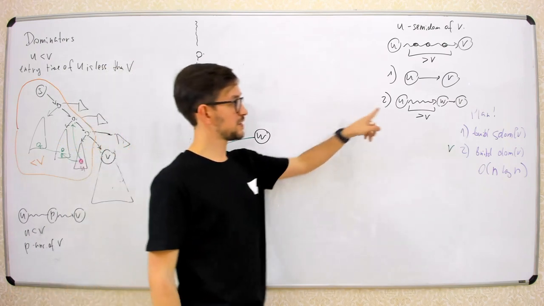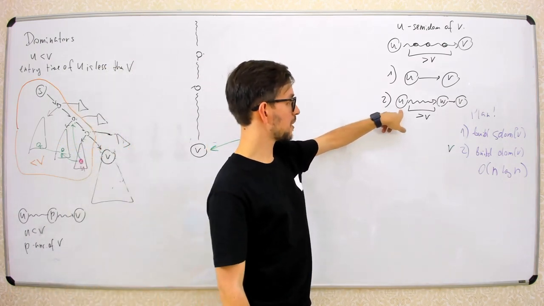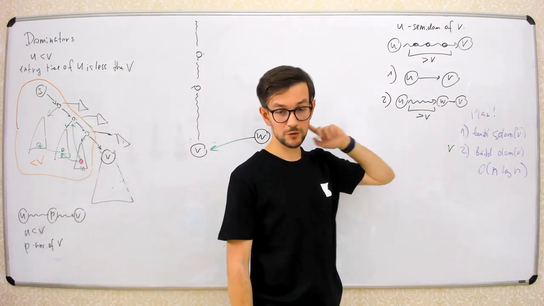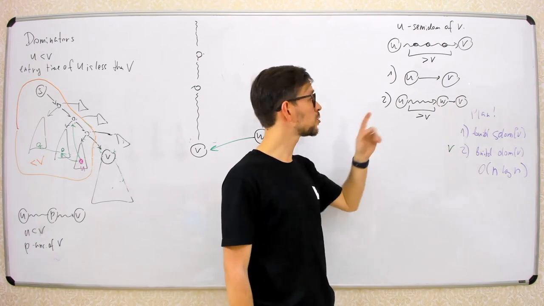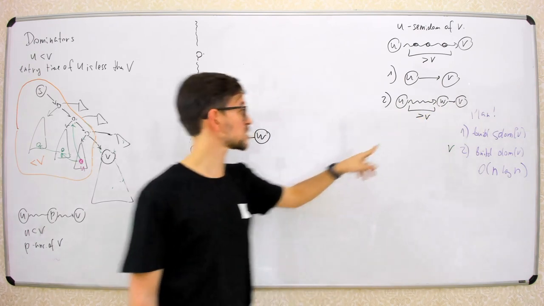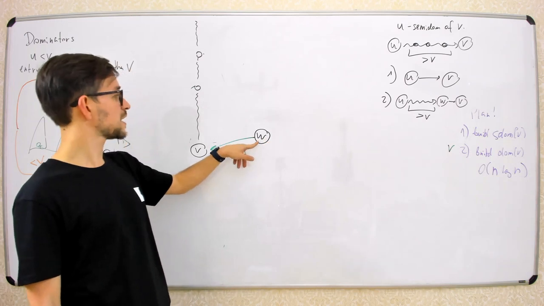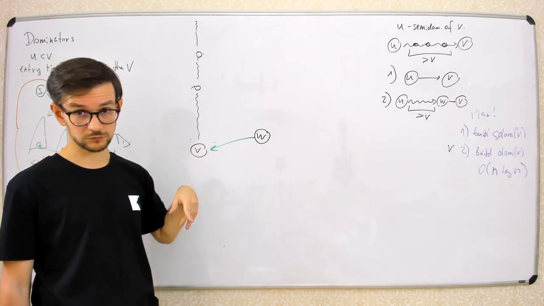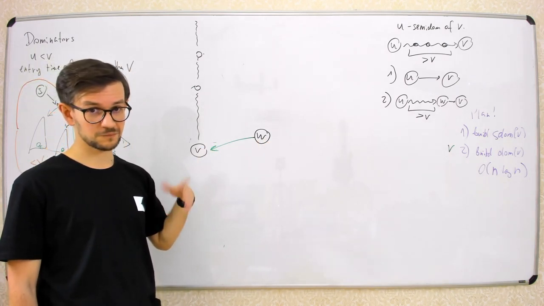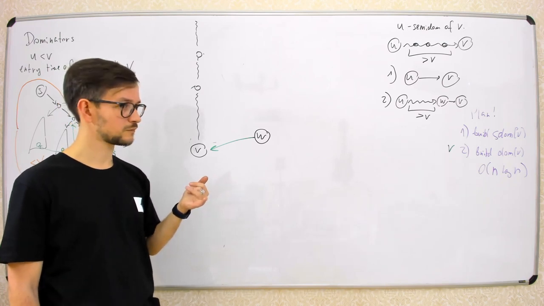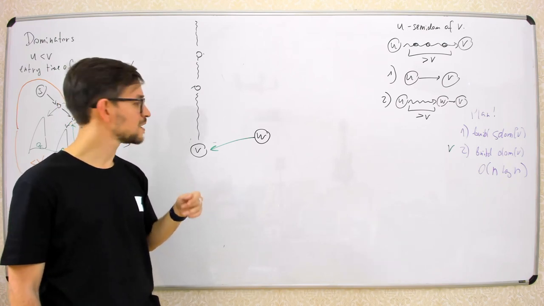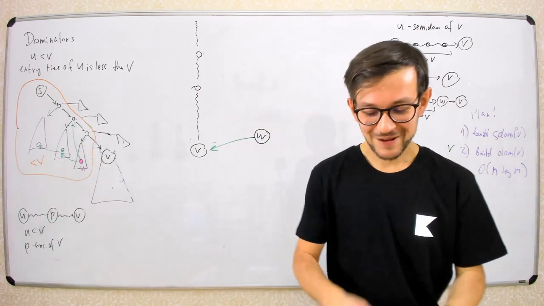Unfortunately, this node U may not be the semi-dominator of W. It would be good if this U is a semi-dominator of W. Then we just calculate the semi-dominator of W and add the semi-dominator of W to node V. But okay, let's start from the opposite.